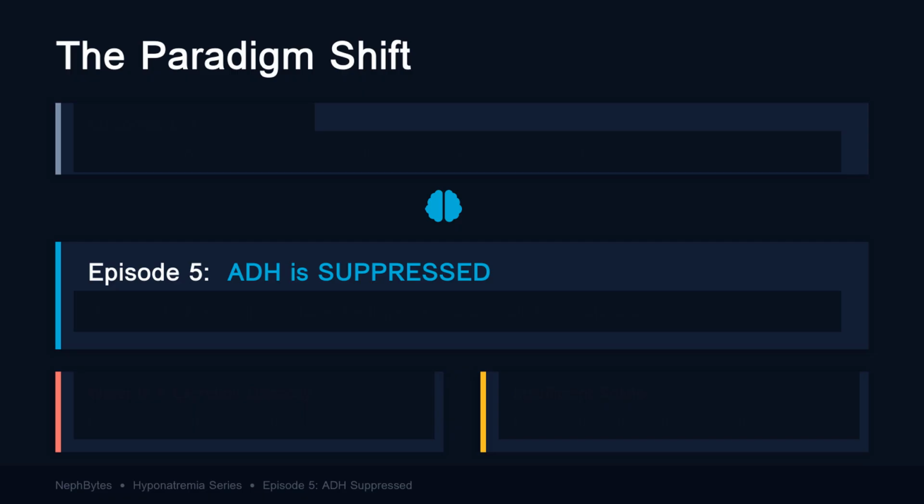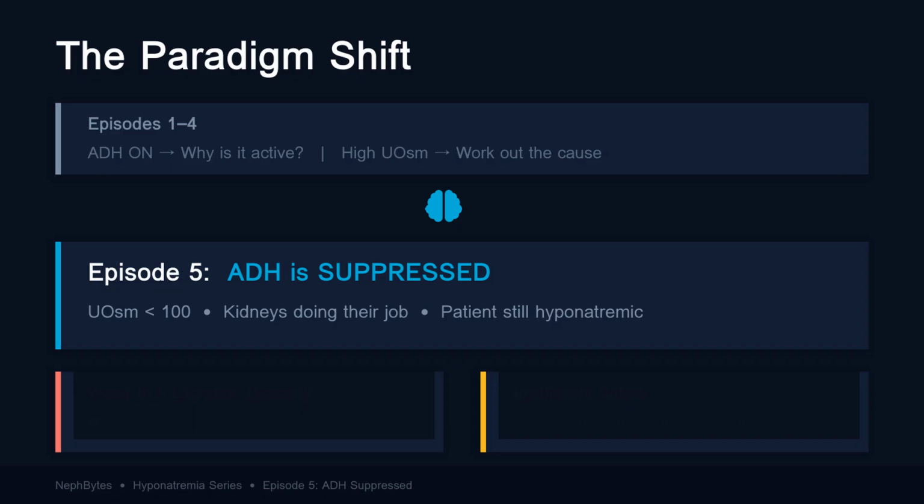Today we're talking about hyponatremia, where ADH is suppressed. The kidneys are doing exactly what they're supposed to do. The urine osmolality is below 100, maximally dilute or close to it. The feedback loop is working, and the patient is still dangerously hyponatremic. This is hyponatremia at its most counterintuitive. The kidney is not the problem. Something else is overwhelming it.